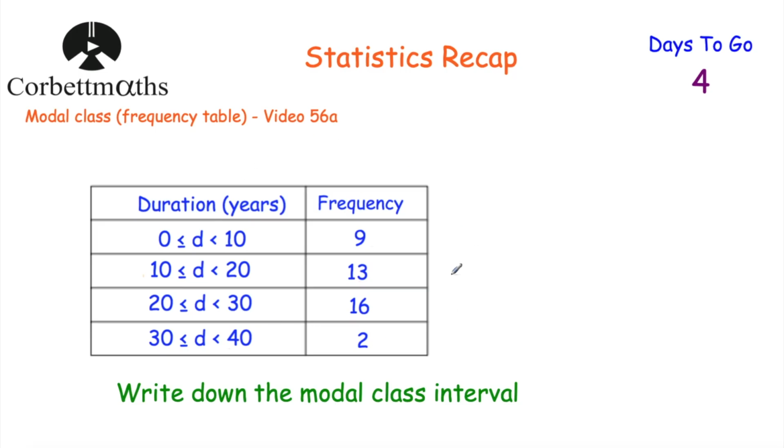Okay, now sometimes you're asked to find those averages for tables. So for instance, if you're asked to find the mode or the modal class from a frequency table, you look for which one's got the highest frequency. So here we can see there's 16 in between 20 and 30. So the modal class would be that class. So you just write that down. That's the modal class because it happens the most.